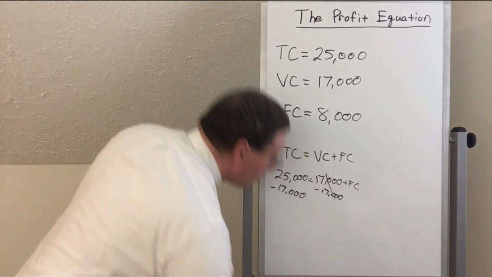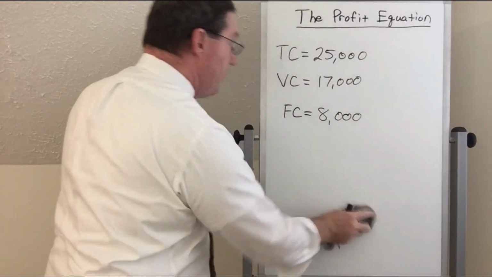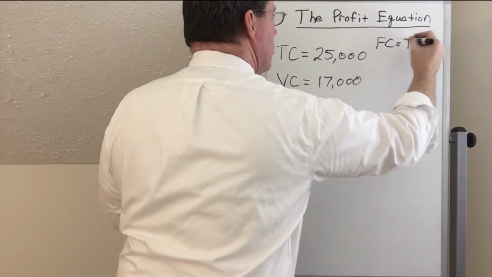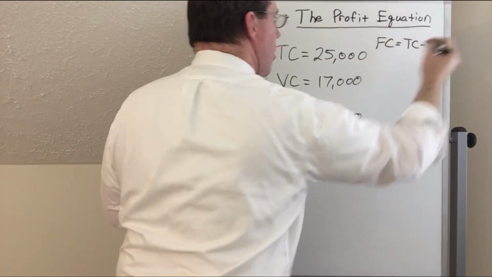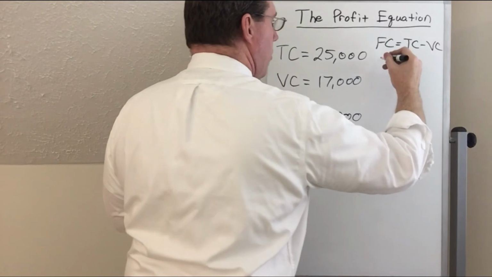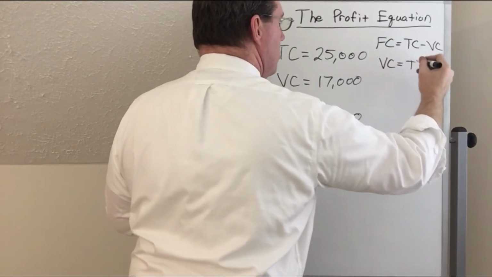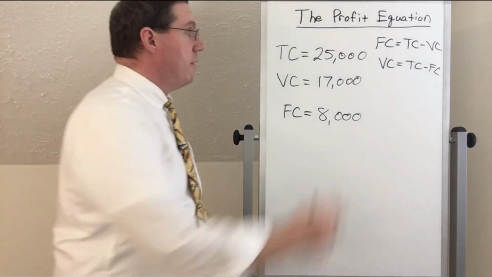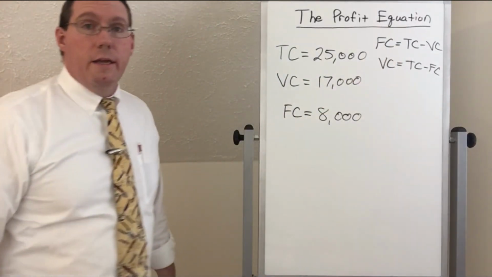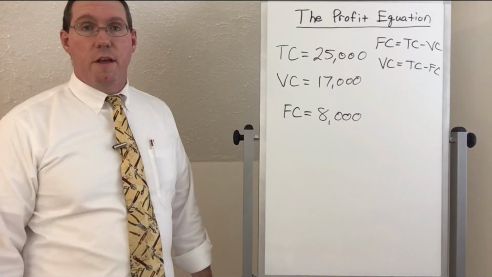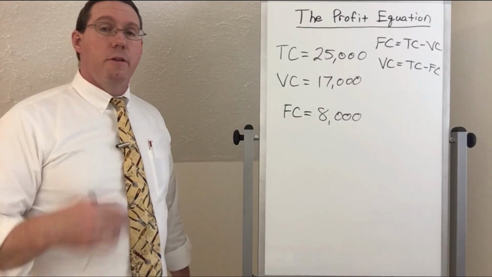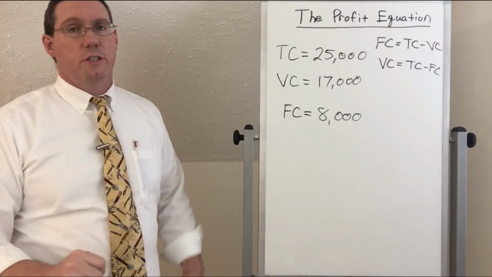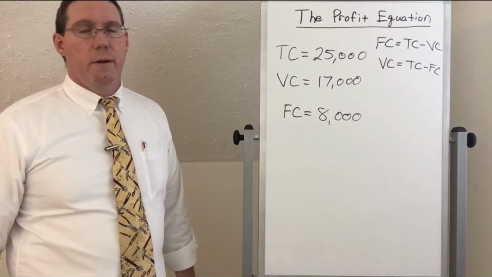Another way to understand this is that fixed cost will always be equal to total cost minus variable cost. And it's the same way with variable cost. Variable cost will always be equal to total cost minus fixed cost. So you can add these two formulas to your list of all the formulas we're going to be using. Now I want to do a couple of examples where we include quantity, price, fixed cost, variable cost, a whole bunch of stuff, and we'll try to figure out one or two variables.